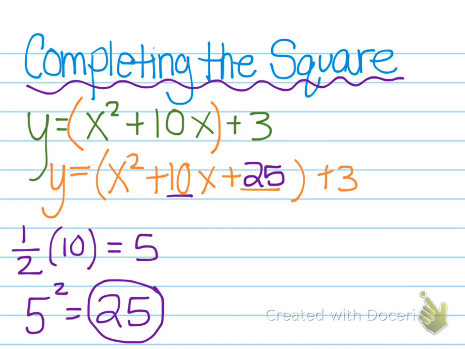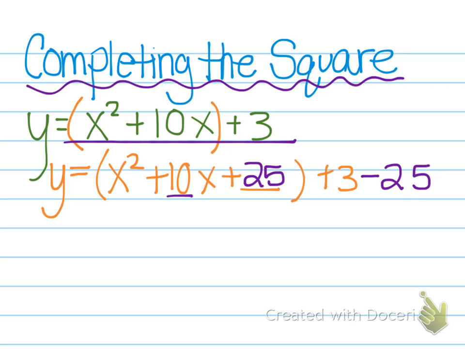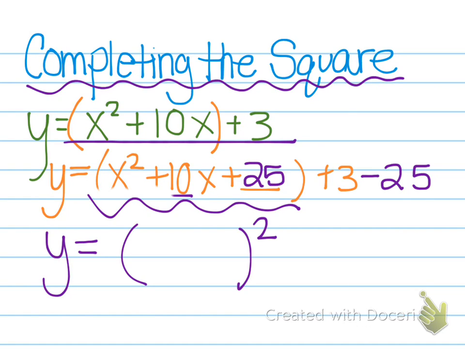But if I just add in 25, I change the equation. It has to equal this after I distribute and add 3 and everything. So I need to add 25, then I'm going to subtract 25. This creates my 0 pair, because 25 and minus 25 add to give you 0. Now I have a perfect square trinomial right here, so this can now be written as a quantity squared.